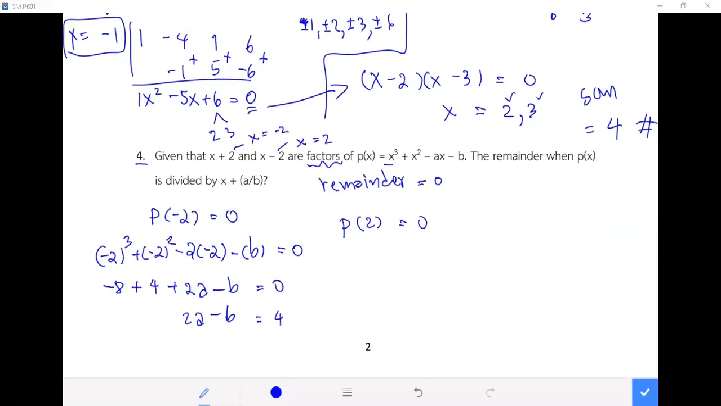Okay, this one, right? P of 2 is 0. Then you go, p of 2 is 2 cubed plus 2 squared plus 2a plus b is 0. That is 8 plus 4 plus 2a plus b, right? 8 plus 4 is 12, okay? This is like 12 now.